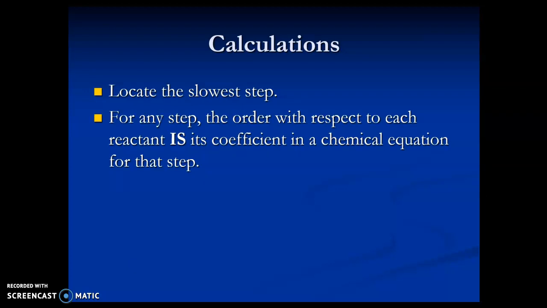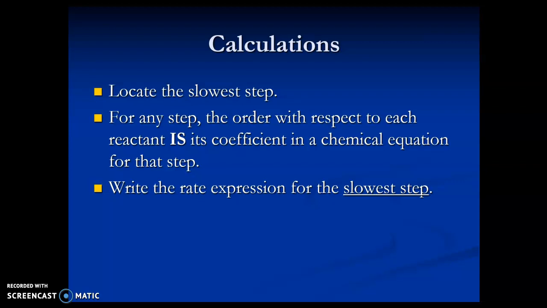For any step, the order with respect to each reactant is the coefficient in a chemical equation for that step. Now, the rate determining step is going to come from the one that is the slowest. Let's say you have a relay race. You have 4 runners: 3 runners that are really fast and 1 that's really slow. The one that's going to control the overall outcome of the race is the slowest runner, because he's going to determine how fast the overall group finishes the race.